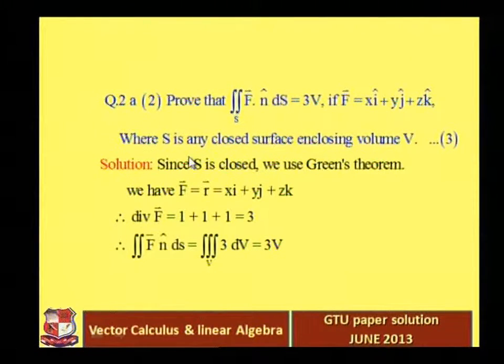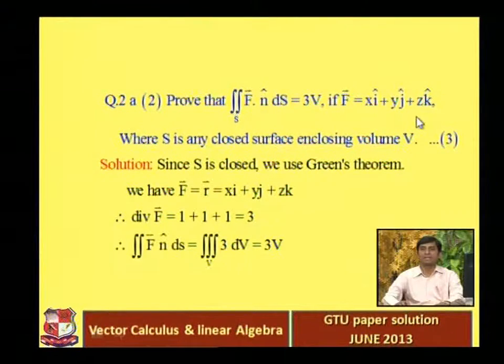Next question A, second part. Prove that the double integration of f bar dot n caret ds is equal to 3V, if f bar is equal to xi plus yj plus zk, where S is any closed surface enclosing volume V. So since S is closed, we use the divergence theorem, right? There is one important theorem in vector calculus, and that we have to use here.